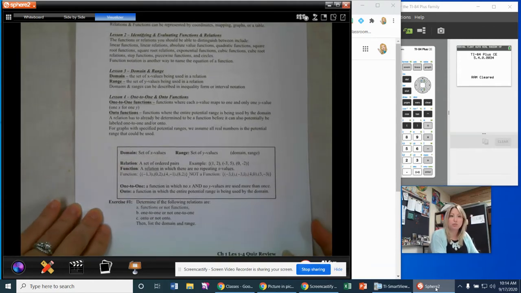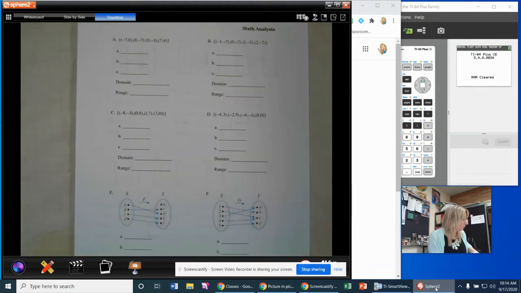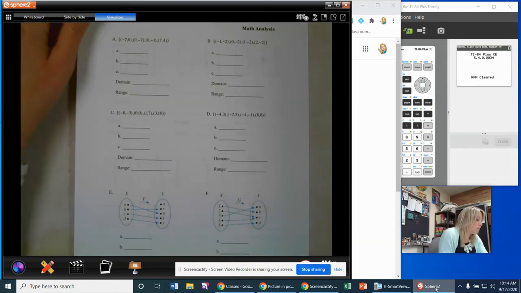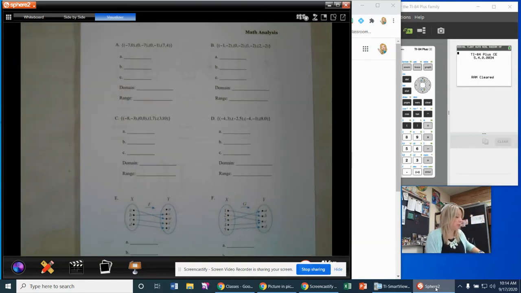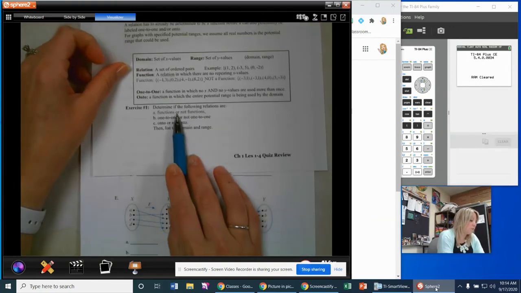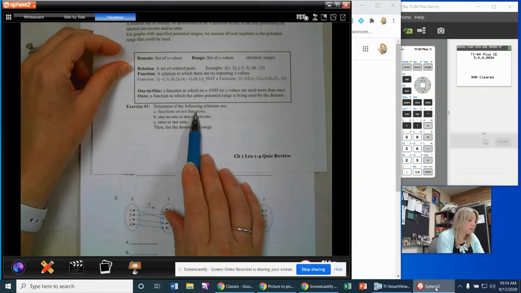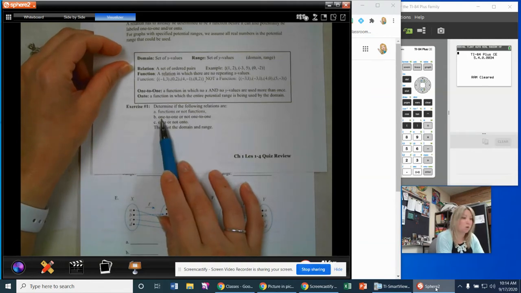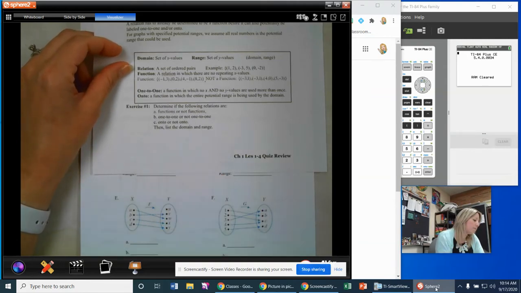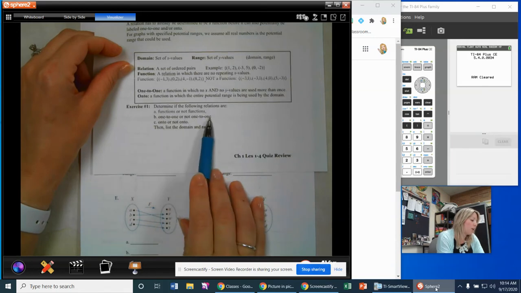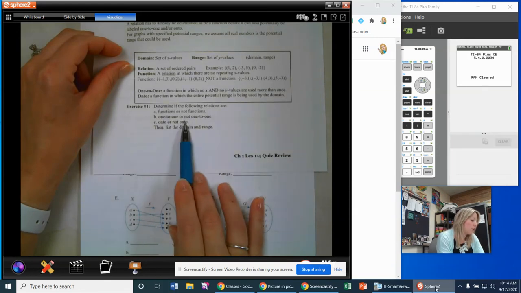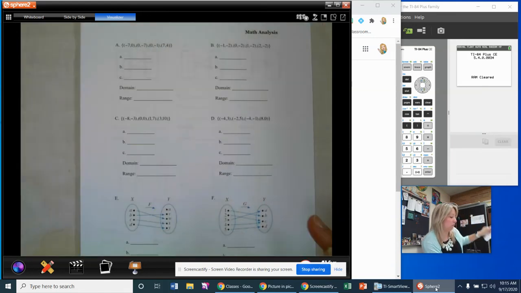Okie dokie. Well, a nice little review of all that in this box here, but let's do some examples, right? So let's see, we've got a point here and a set of points, so it's a relation. We are asked, determine if the following relations are functions or not functions. Okay, so everything's a relation. Cool. So we're just going to write function or not a function, whether it's one-to-one or not one-to-one, whether it's onto or not onto, and then list the domain and range.